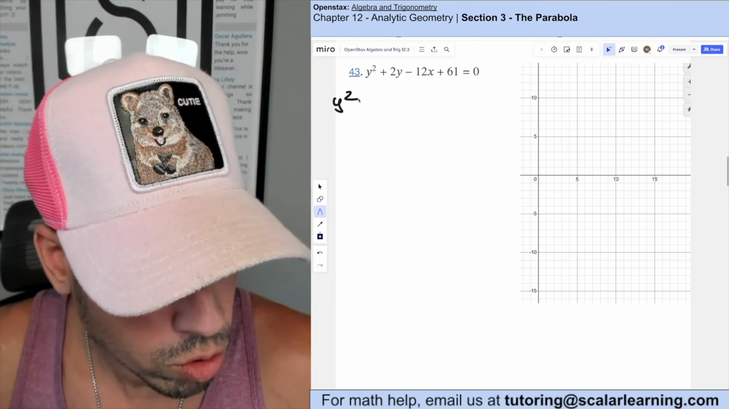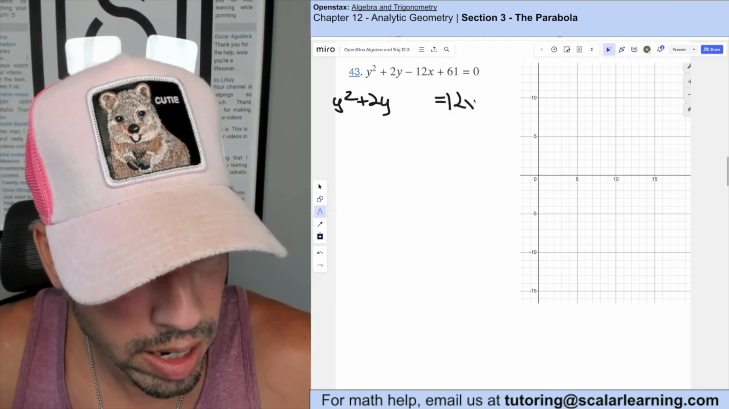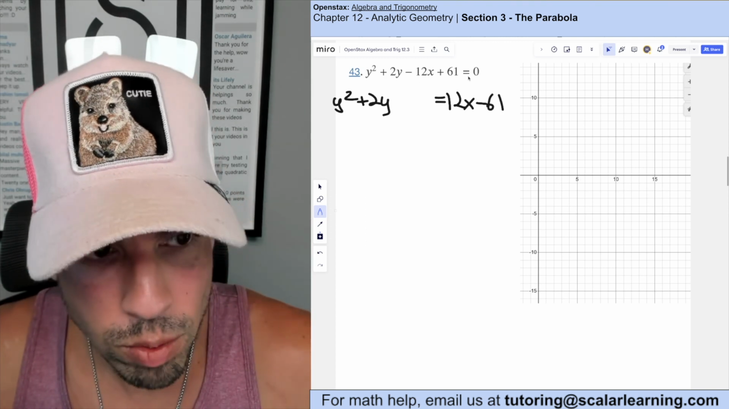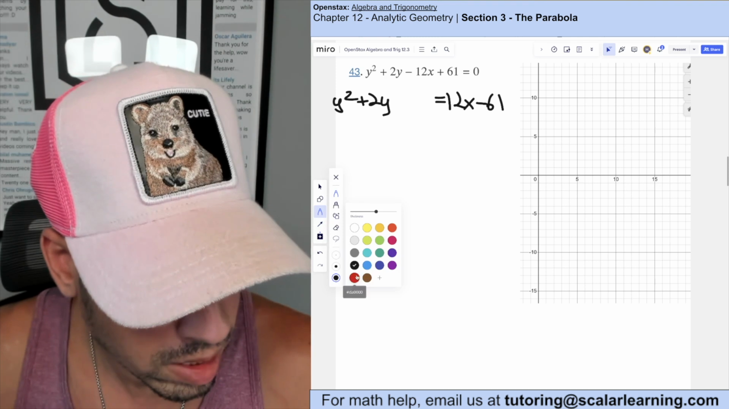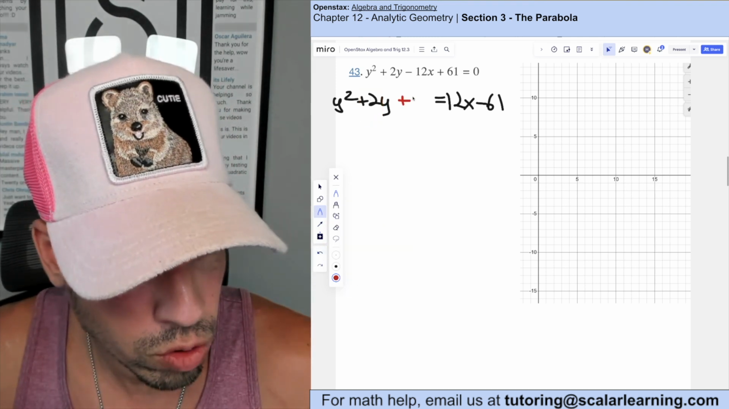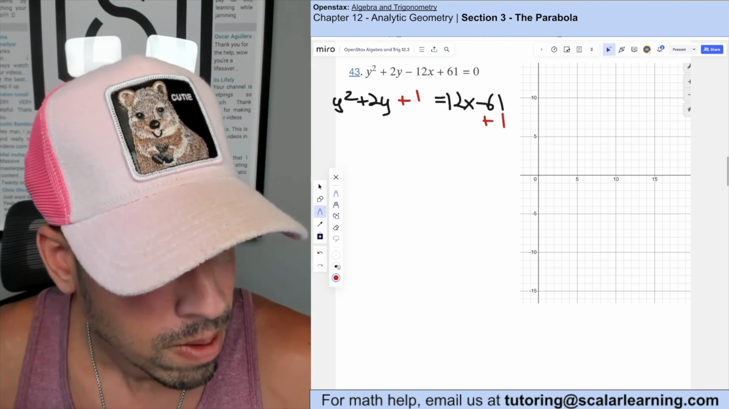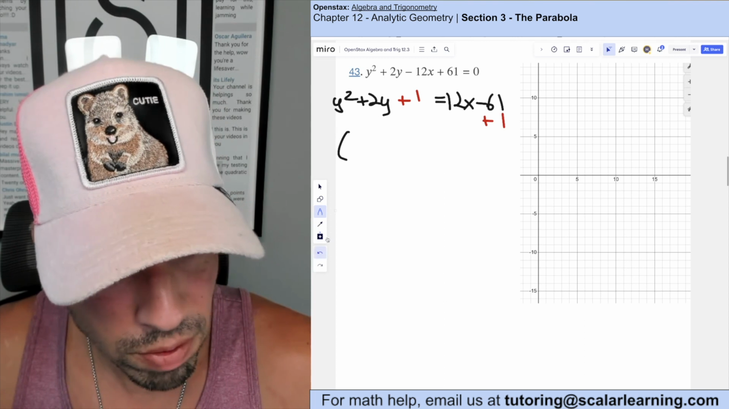So I'm going to get the y squared plus 2y over here, and then I'm going to move this over as 12x, and then minus 61, right? We're subtracting those from the left-hand side. Now we're going to complete the square by taking half of this and squaring it. That's 1 squared, which is 1, and we add it to both sides. And then we're going to rewrite this as, again, I can factor this because it's a perfect square trinomial.